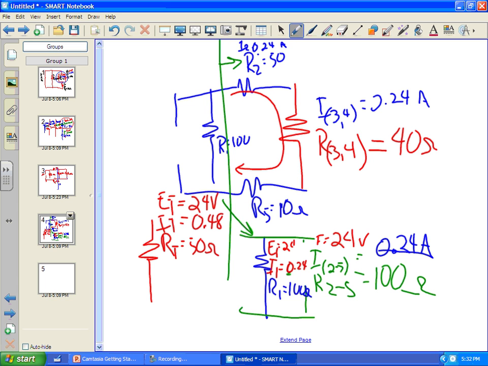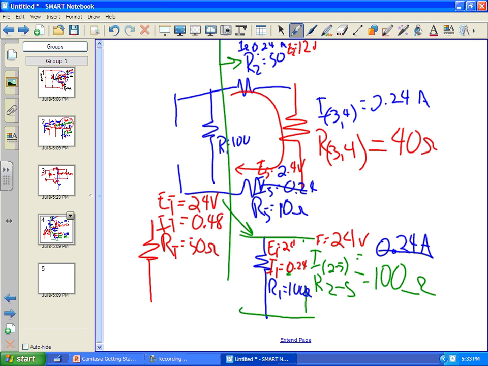And then I5 is equal to 0.24. Then we're going to multiply up. Let me change colors here. So E5, we're going to have 2.4 volts. And up here, 50 times 0.24, 12 volts. So that's E2, the voltage drop across resistor 2.